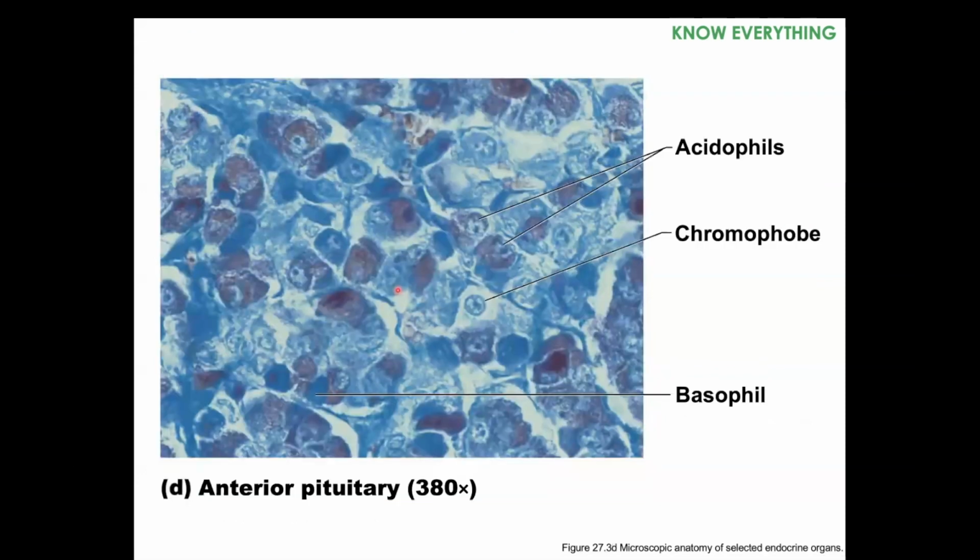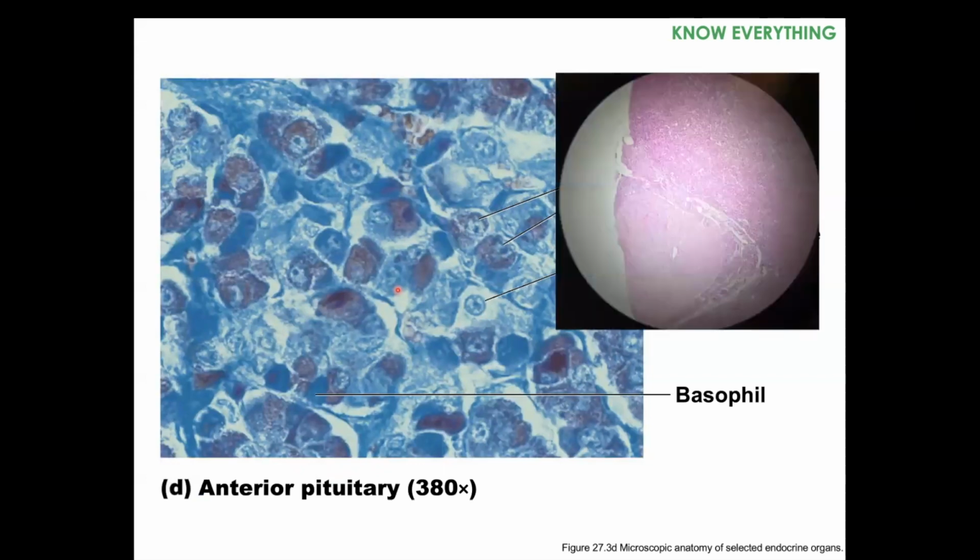Then here we have the anterior pituitary gland. On the microscope images, the anterior pituitary is the darker pink area on the right side of the image. The lighter pink here will be the posterior pituitary. The anterior pituitary gland contains more nuclei, and because of that, when it's stained, it ends up being darker.